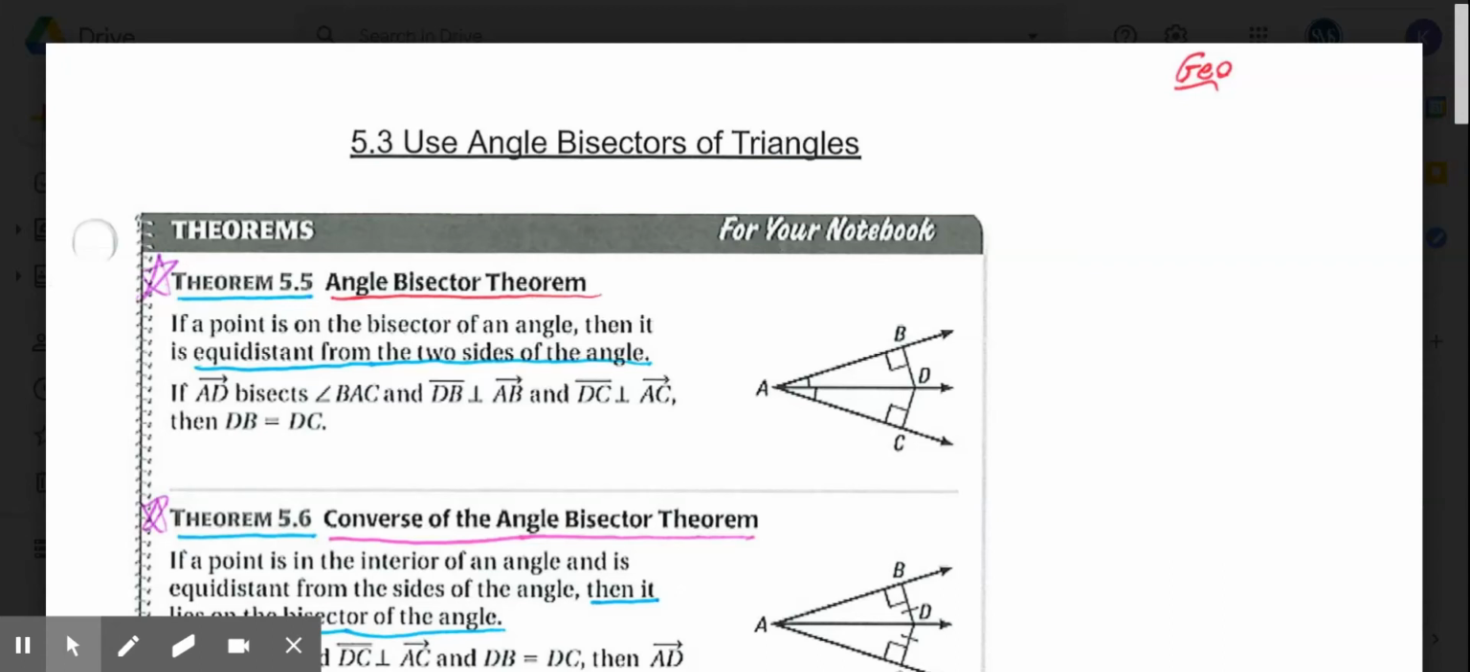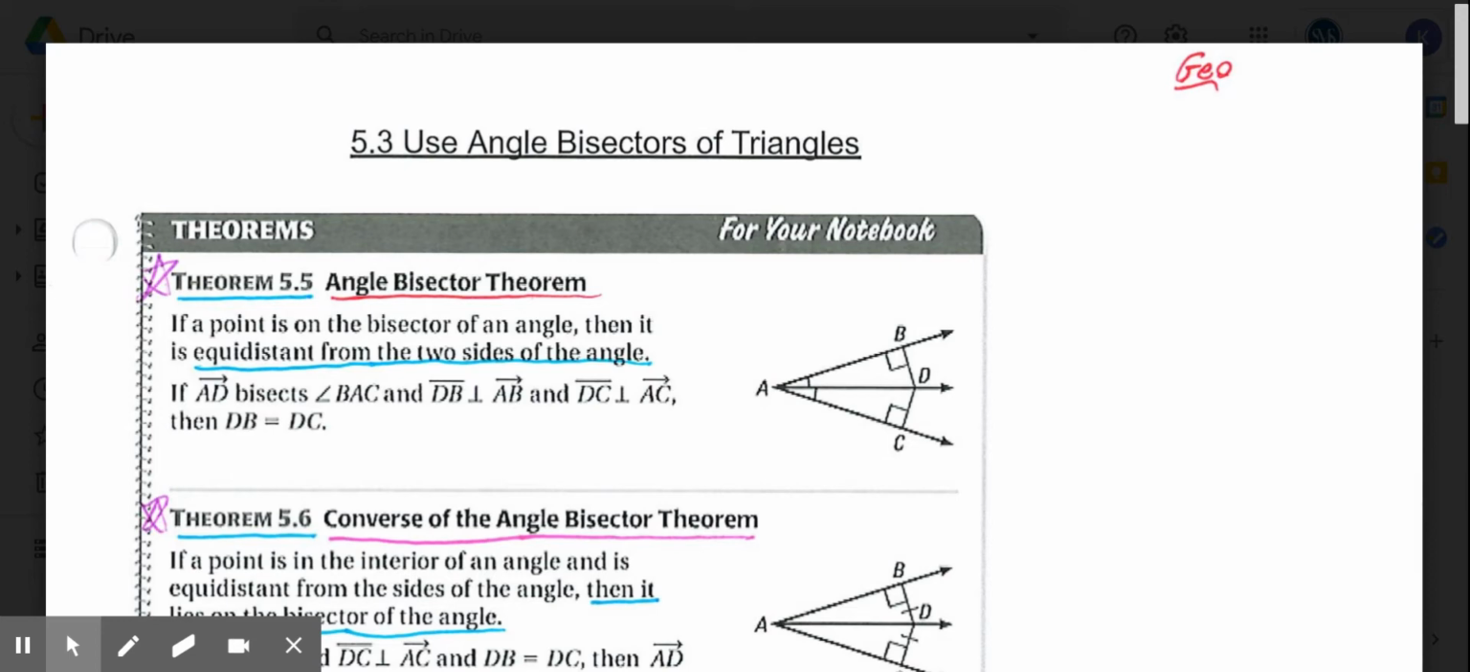Welcome to lesson 5.3, use angle bisectors of triangles. So the first thing we need to refresh ourselves on is the idea of an angle bisector.